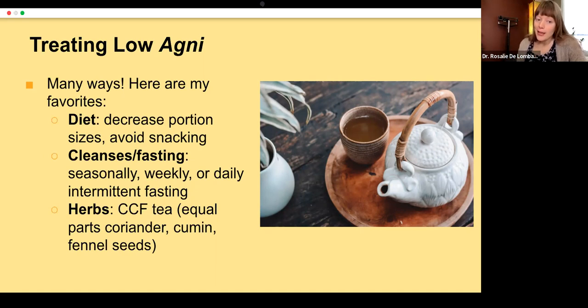And then an herbal blend that is excellent for this is what's known as CCF: coriander, cumin, and fennel in equal parts.